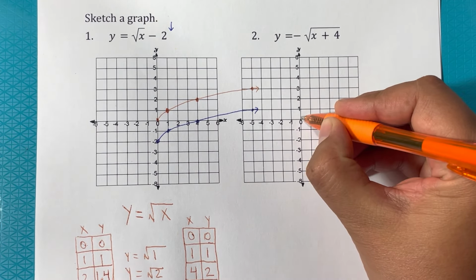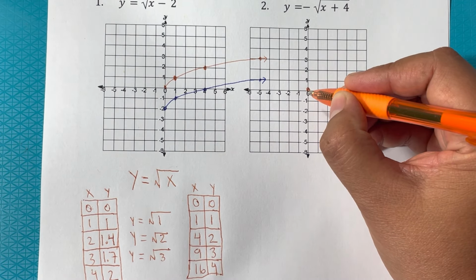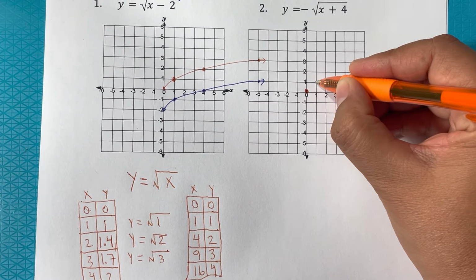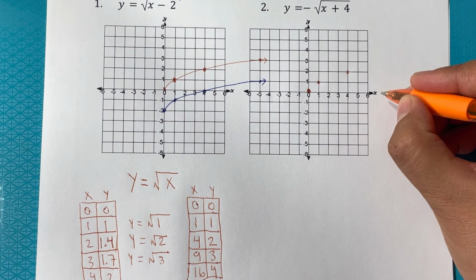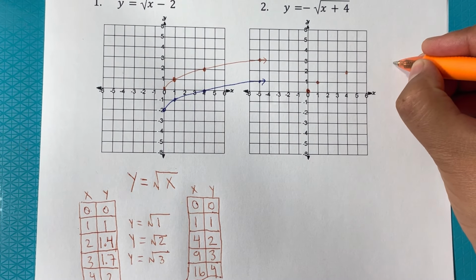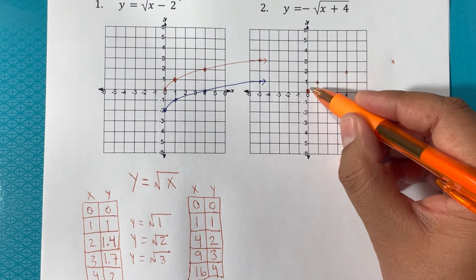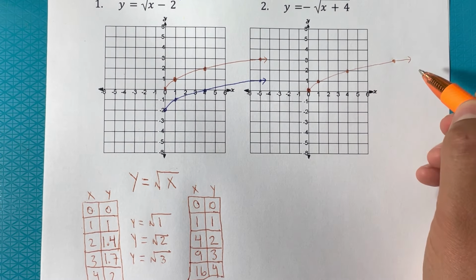Again, the mother graph will be at 0, 0. I'm just using this table: 0, 0, 1, 1, 4, 2, and 9, 3. So somewhere around here. And so that's my mother graph.